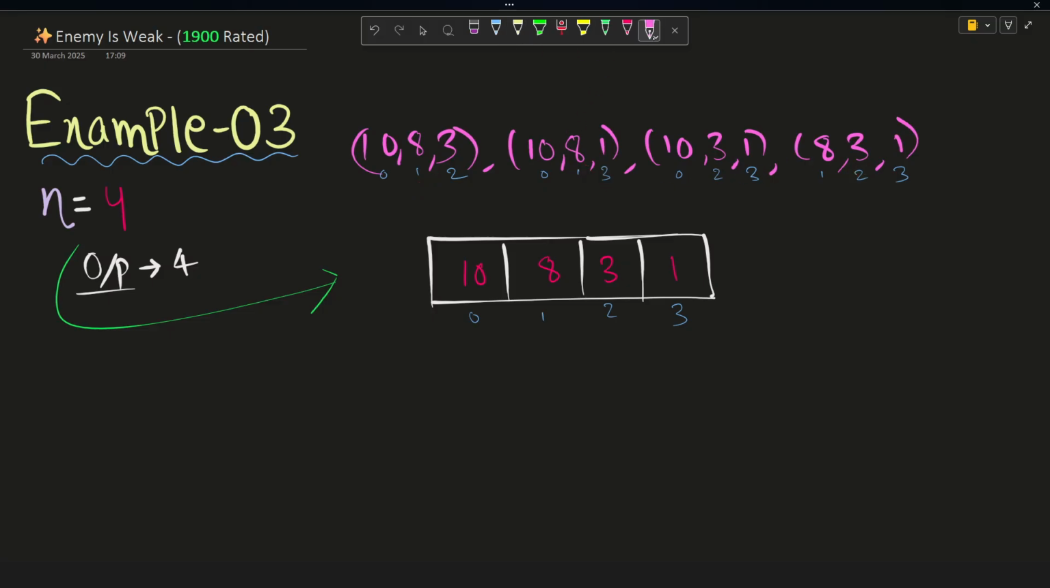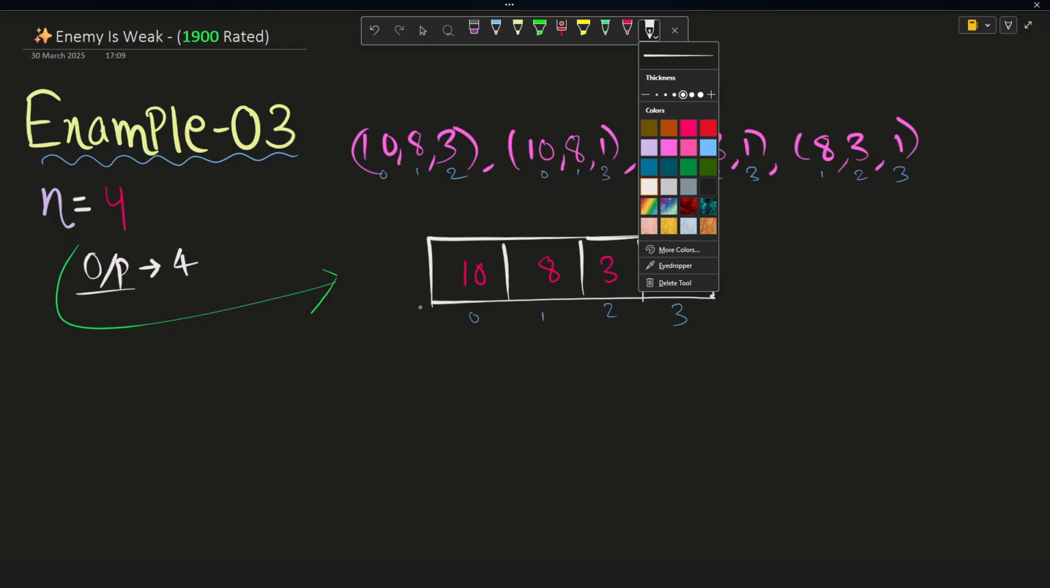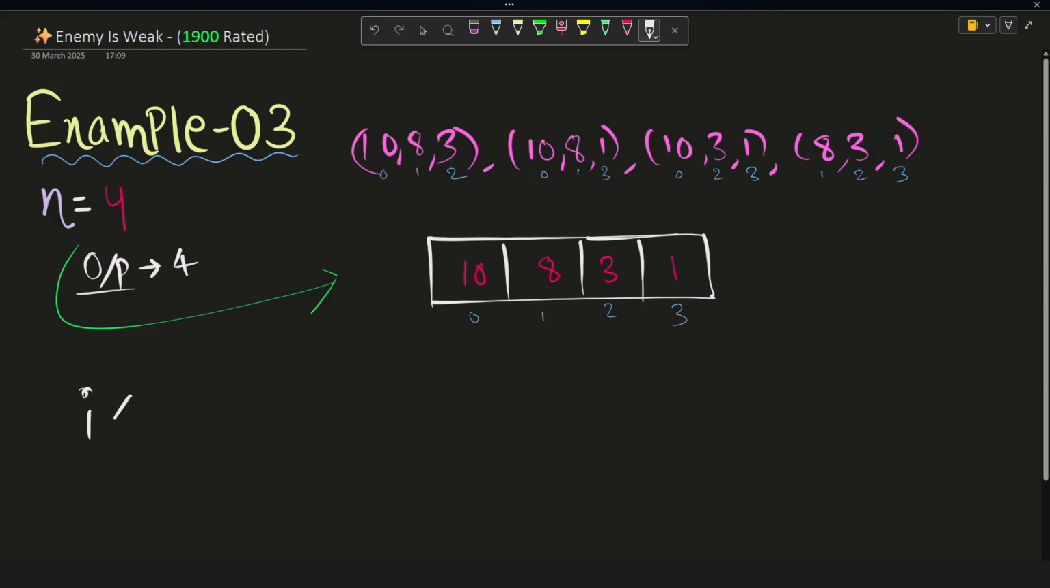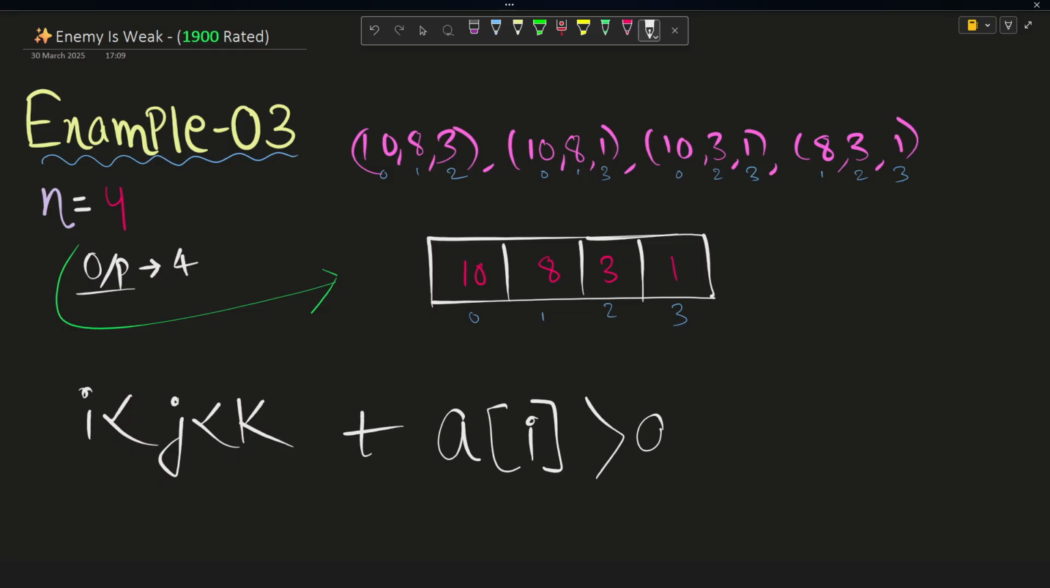So what was our given condition, if you remember? So our condition was that i should be less than j and j should be less than k, and the value of the ith element should be greater than the jth element, and it should be greater than the kth element, right? So these are the 2 conditions that we want to satisfy for each of the triplets.